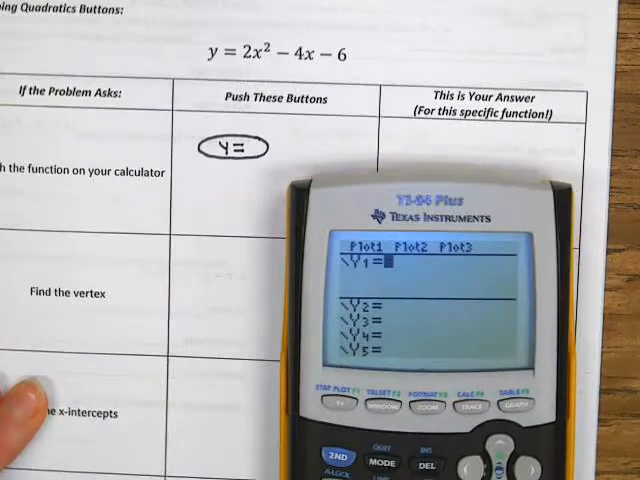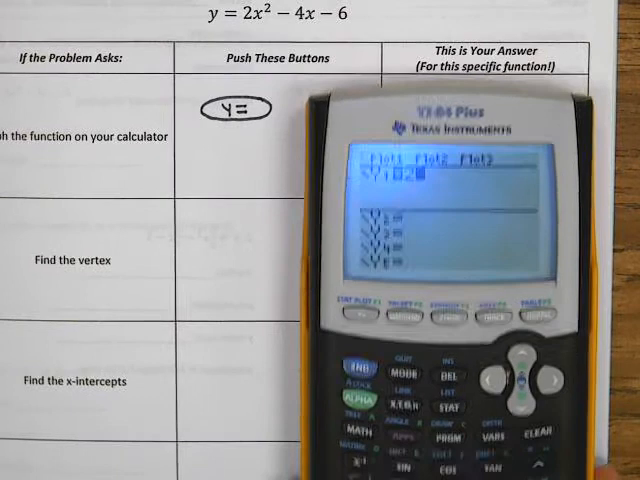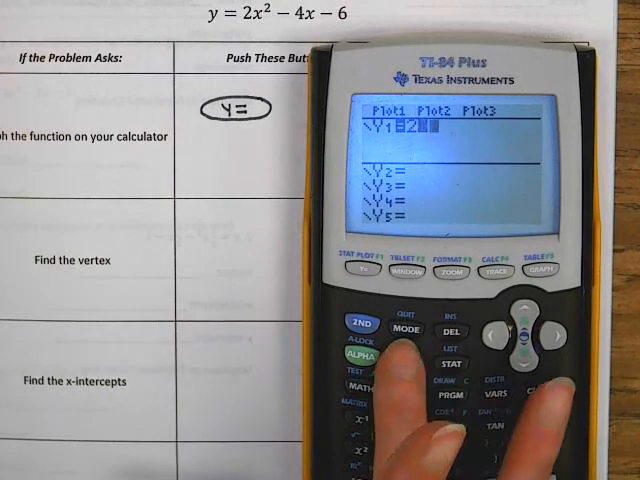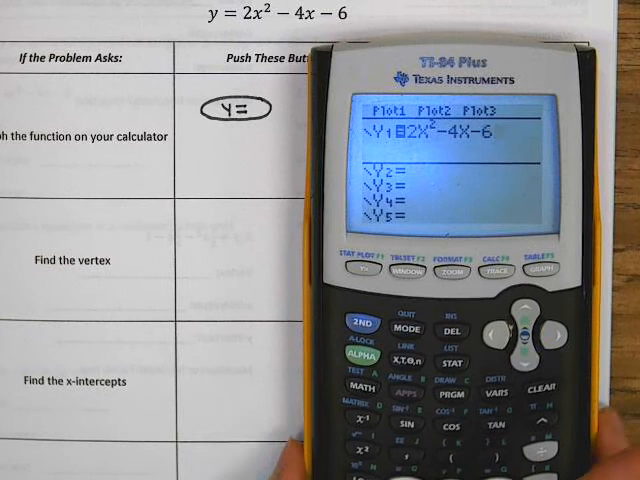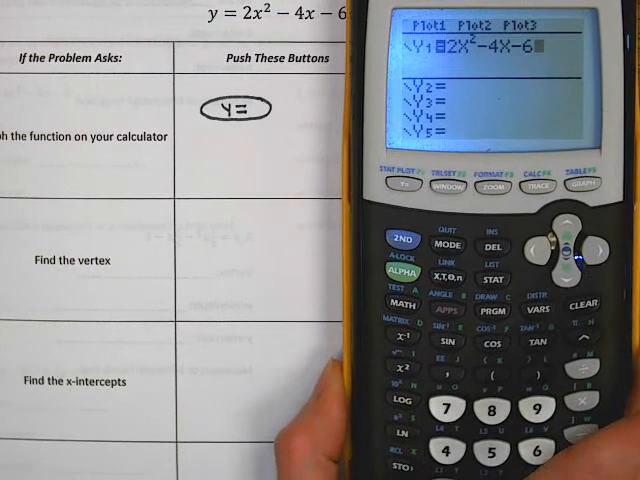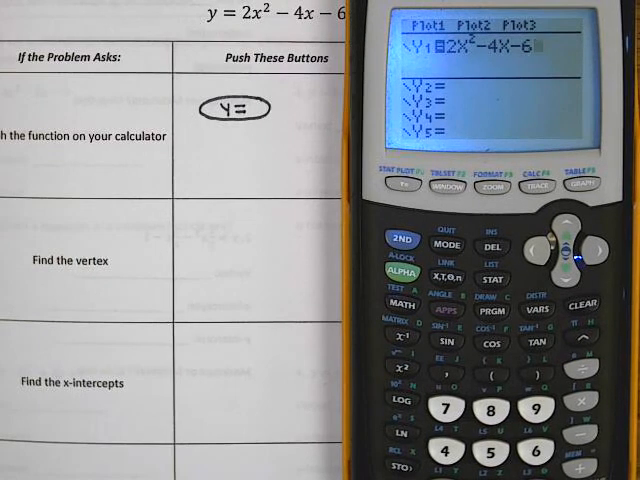Okay, and then you're actually going to type it in. So 2x squared subtract 4x subtract 6. Make sure you guys are using the subtract sign, not the little negative sign.